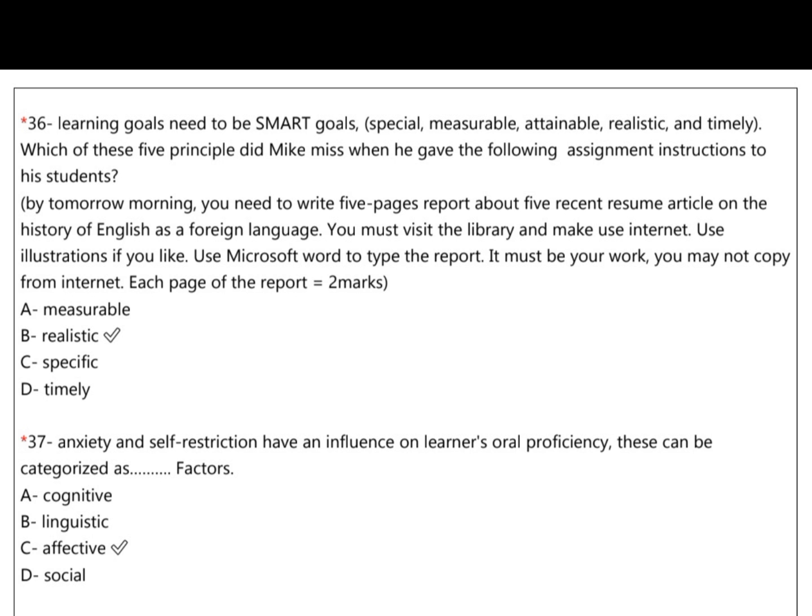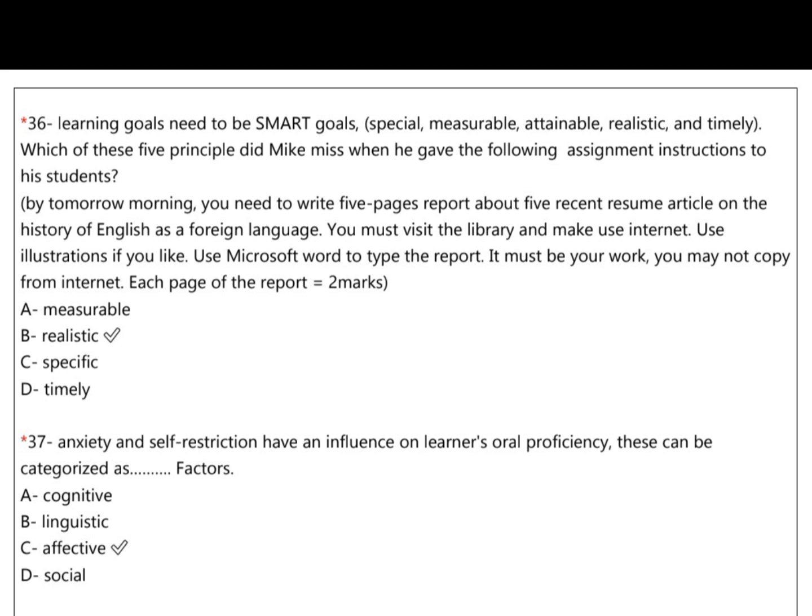36. Learning goals need to be SMART goals: specific, measurable, attainable, realistic, and timely. Which of these five principles did Mike miss when he gave the following assignment instructions to his students? By tomorrow morning, you need to write a 5-page report about 5 recent research articles on the history of English as a foreign language. You must visit the library and make use of the internet. Use illustrations if you like.